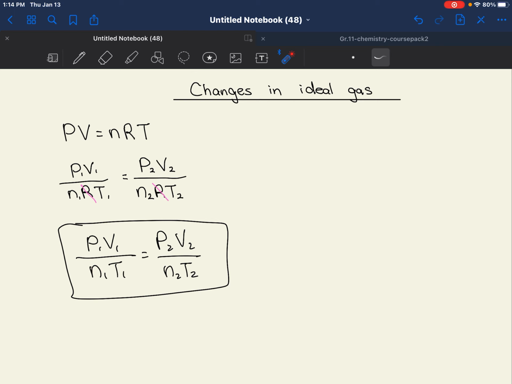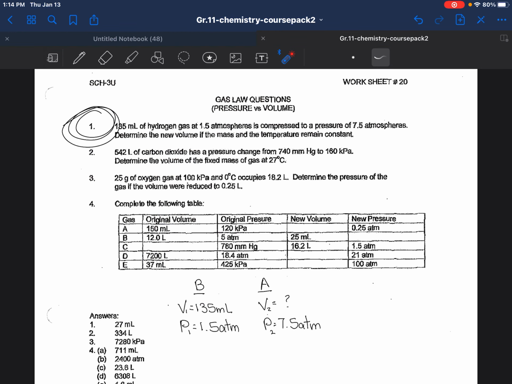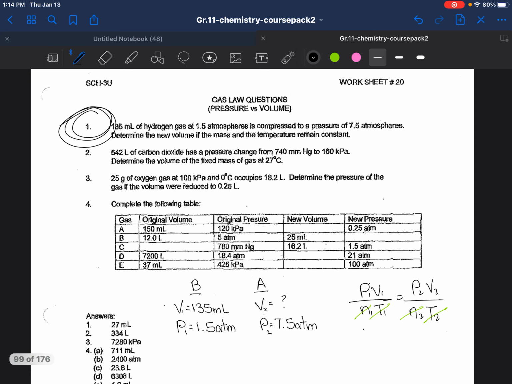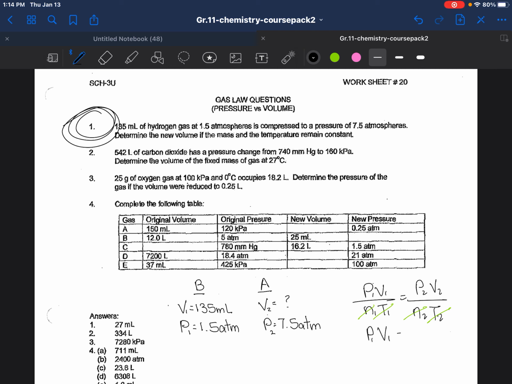No big deal. But for this question, you don't need to, because if you think about it, P1V1 over N1T1 is equal to P2V2 over N2T2. Okay? Since mass is the same, mole is the same, so goodbye N. Temperature is the same, goodbye T. So this question right here is really just P1V1 is equal to P2V2.